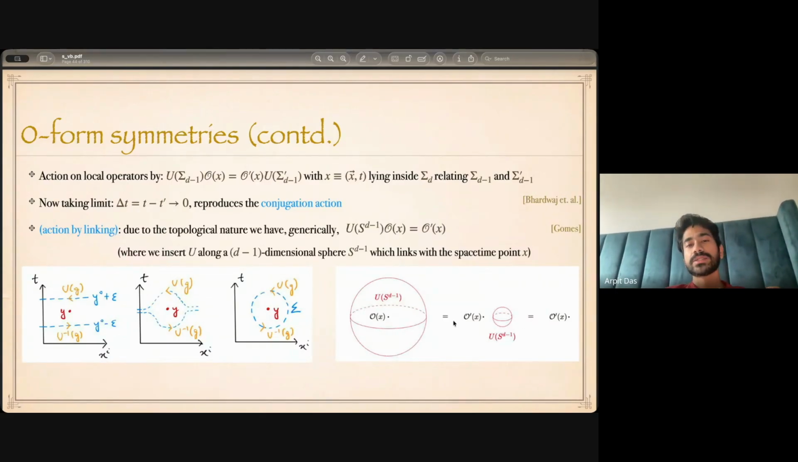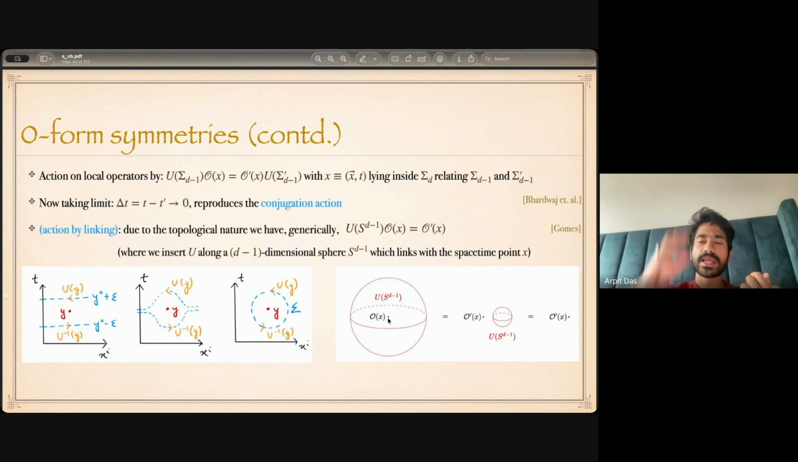So this is a nice way to phrase the action of these unitary operators on your local fields in your Hilbert space, where I am rewriting the conjugation action in terms of what I am calling action by linking. The idea is that this sphere links with these points.